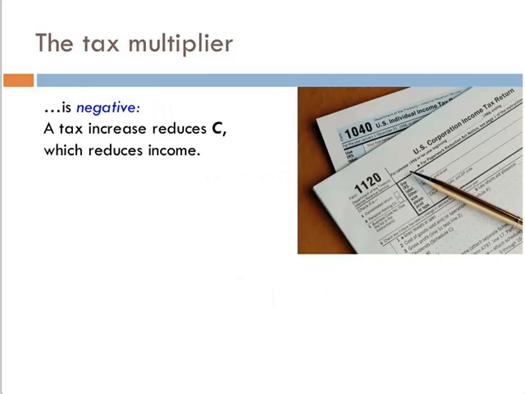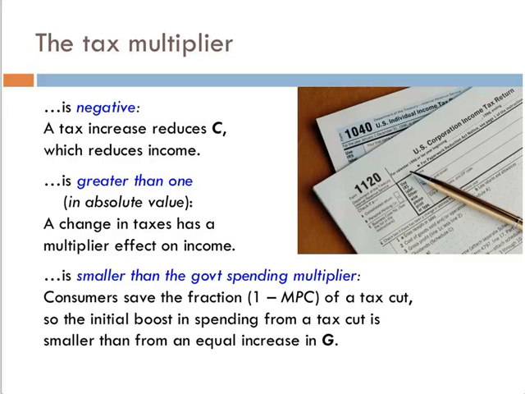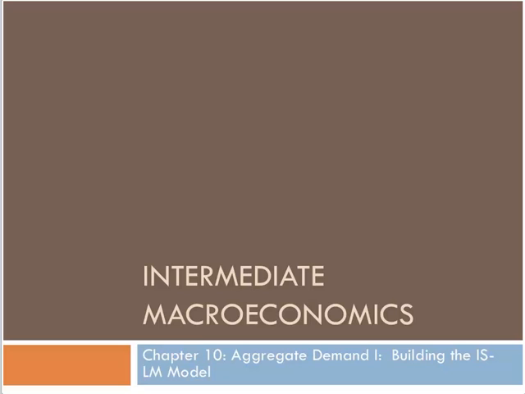Okay, so the tax multiplier is negative, right? We talked about that. It's greater than 1 in absolute value, of course. And change in taxes has a multiplier effect on income. Yeah, we've got all this. And it's smaller. We talked about all that. Okay, so that concludes our development of the Keynesian cross.